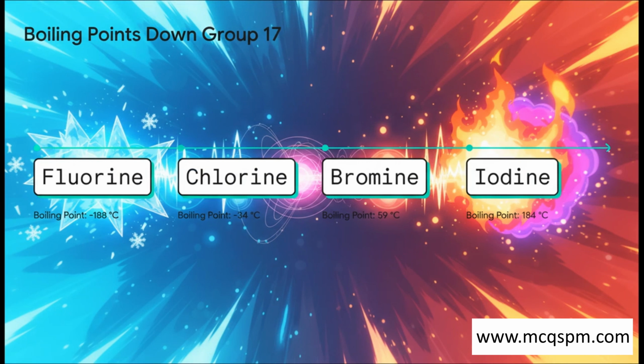Let's break this down. As you go down the group, the atoms just get bigger. They've got more electrons, more shells. So think of these bigger atoms as having a stronger, kind of temporary magnetic pull on their neighbors. This pull is called the van der Waals force. Now, stronger forces mean you need more energy, more heat, to pull those molecules apart and turn them into a gas. And that's exactly why iodine's boiling point is so much higher than fluorine's.